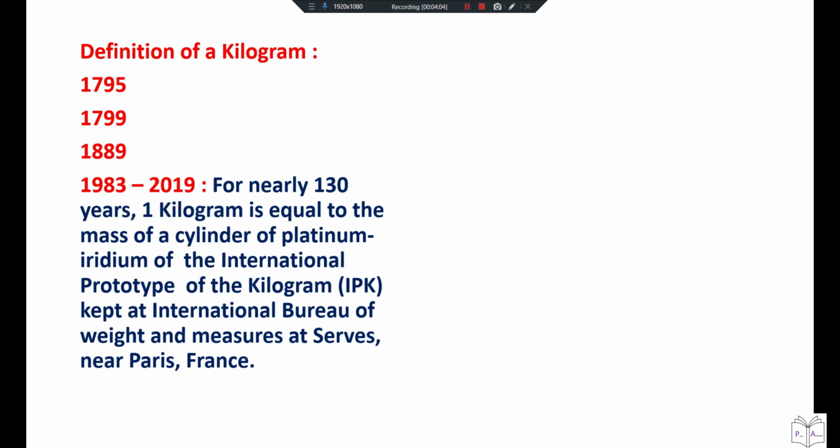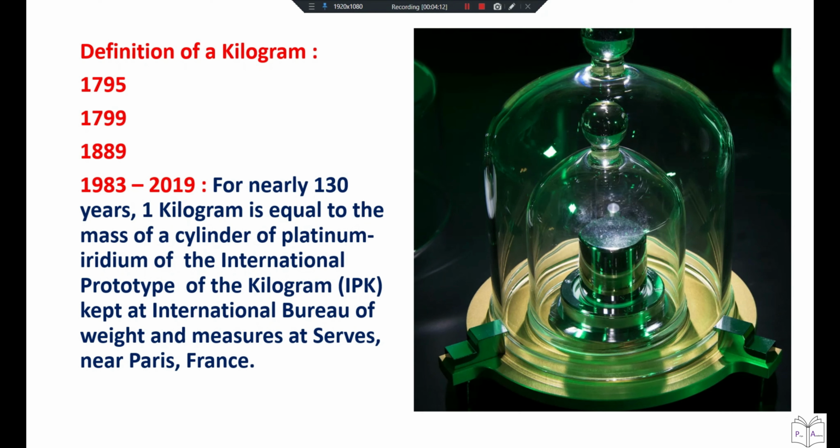Okay, now we will see the definition of a kilogram. It is also revised starting from 1795, 1799, 1889 and in 1983. After 1983 till 2019, same definition was followed. That is, for nearly 130 years, this definition was used, which states that 1 kilogram is equal to the mass of a platinum iridium cylinder of the international prototype of the kilogram IPK, kept at International Bureau of Weights and Measures at Sèvres near Paris, France.